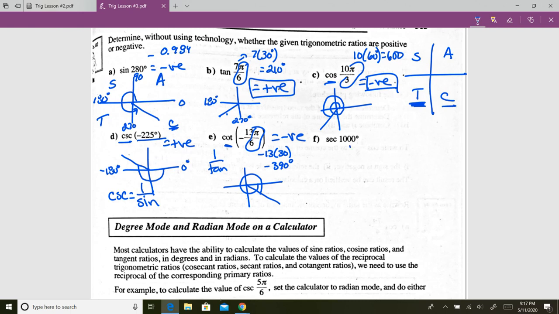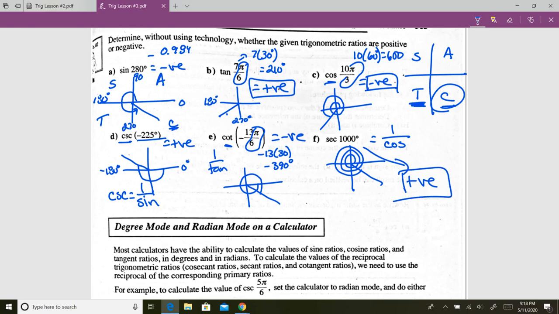And finally, secant of 1,000. 360, 720, keep going all the way. You're actually in the fourth quadrant. Secant is 1 over cosine. Is cosine positive or negative in the fourth quadrant? It is positive. Therefore, secant of 1,000 will be positive as well.